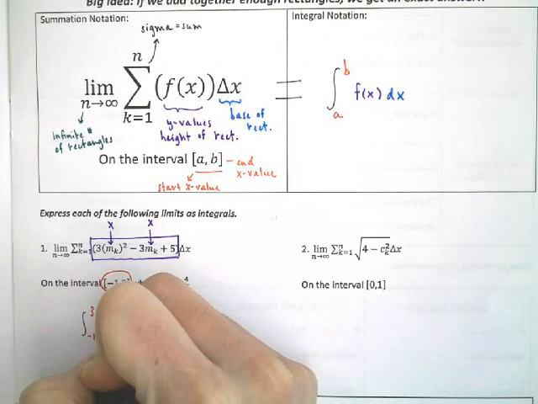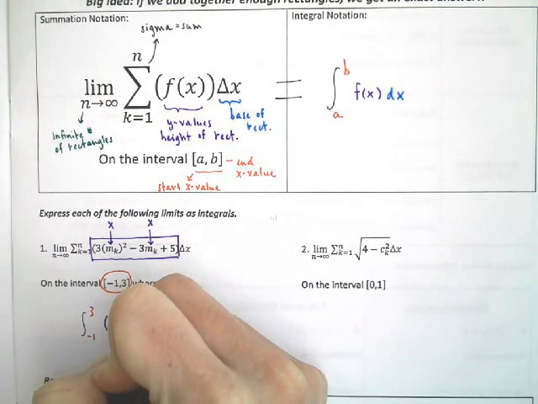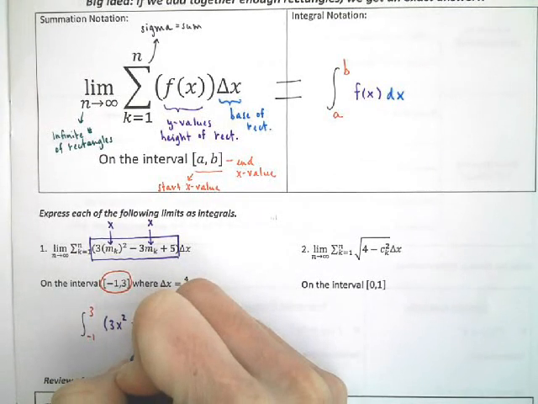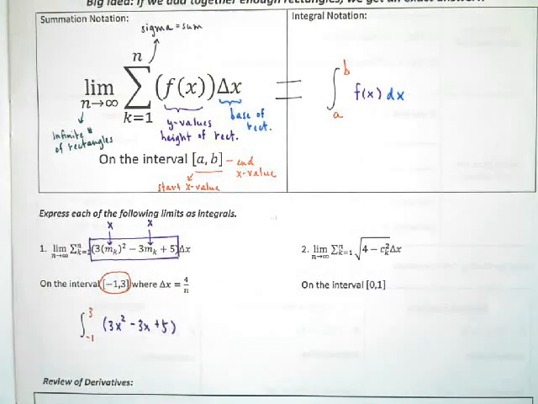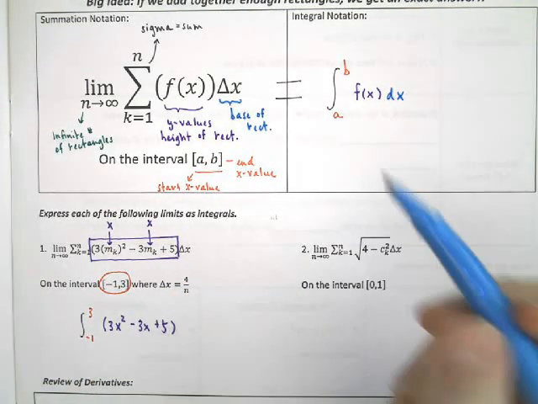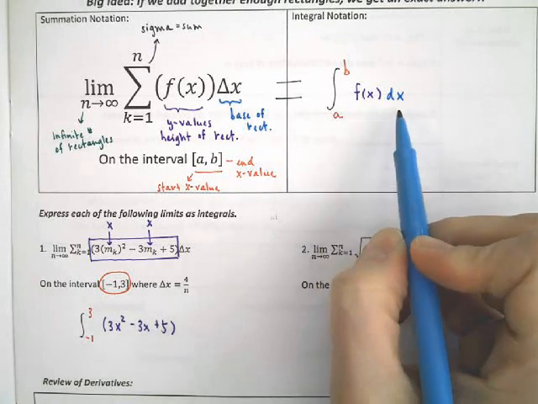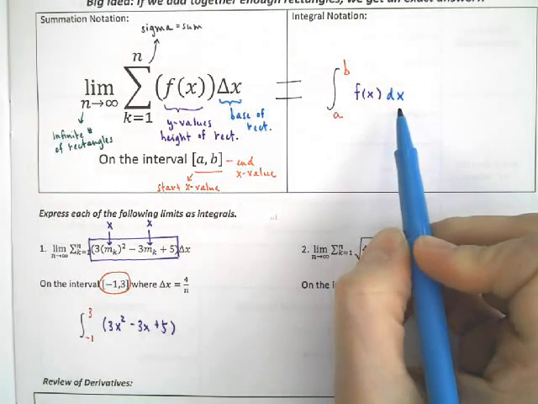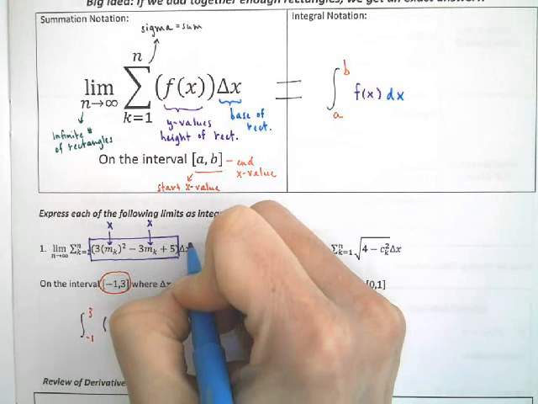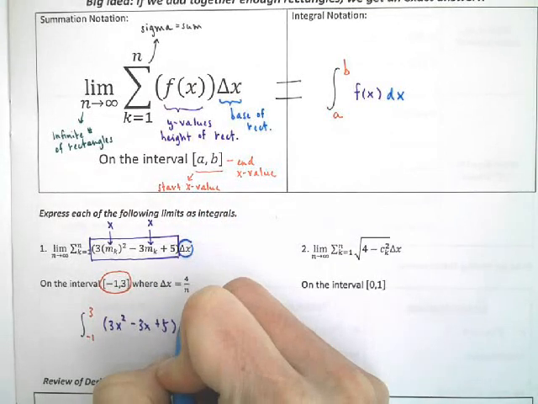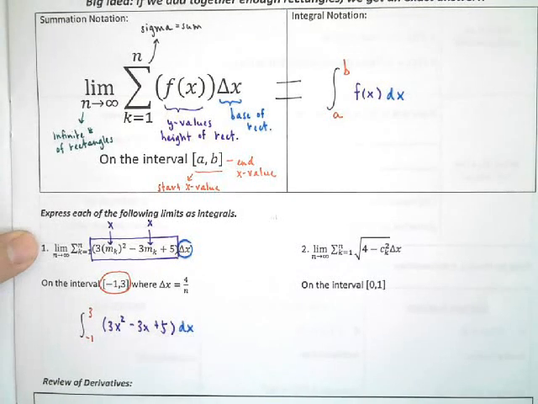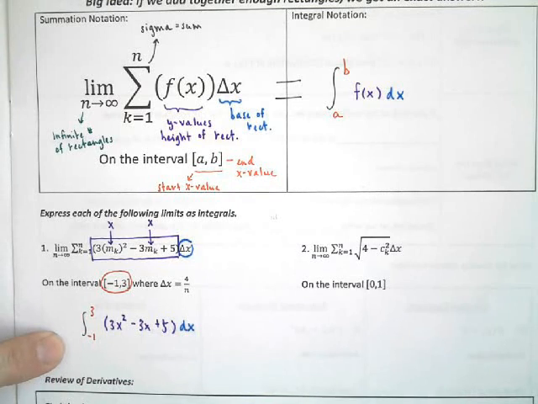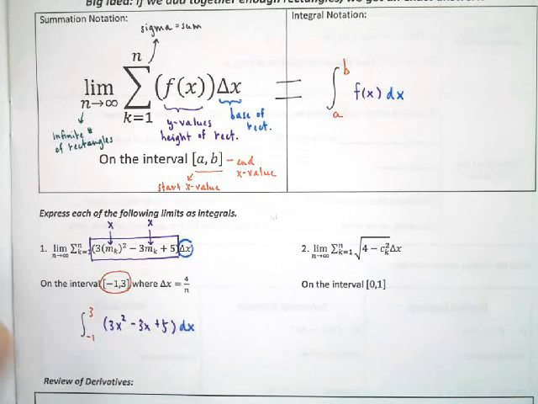So my function in this case is 3x squared minus 3x plus 5. And now I'm almost done, but remember back, we said the integral is always closed with a dx, or whatever that independent variable is. So now in this case, my delta x just becomes my dx at the end. So that's how we would switch between summation and integral notation. So we're just going to do one more of those.